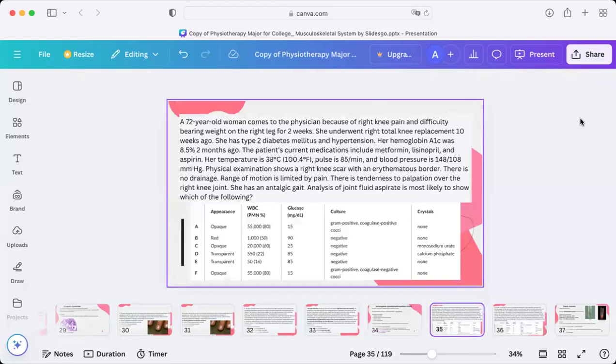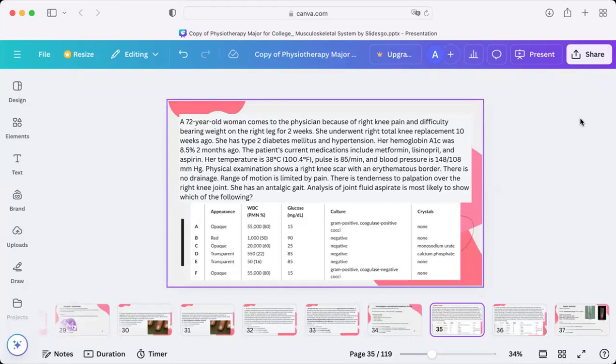Okay, we have a 72-year-old woman that comes to the physician because of right knee pain and difficulty bearing weight on the right leg for 2 weeks. She underwent a right total knee replacement 10 weeks ago. She has type 2 diabetes and hypertension. Her hemoglobin A1C was 8.5 2 months ago. The patient's current medications include metformin, lisinopril, and aspirin.